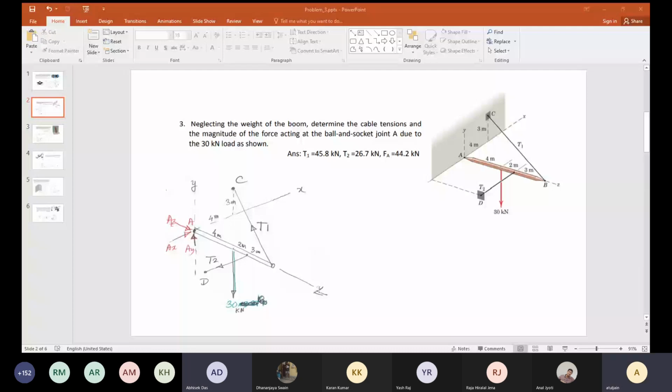Sir, how will you solve problems like this in tomorrow's test? Yes, tell me. Sir, what component of T1? The first step is to try to find out the component of T1.